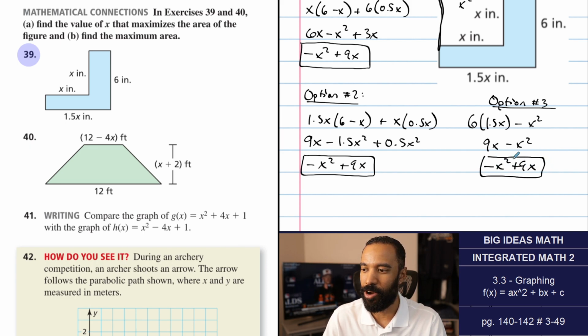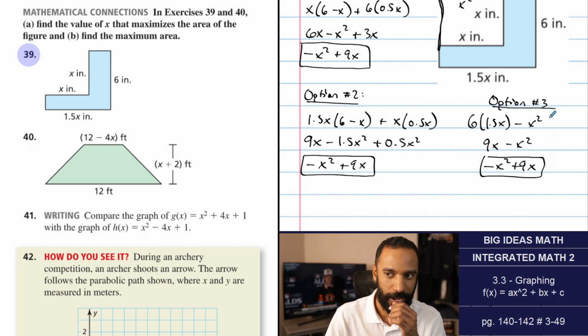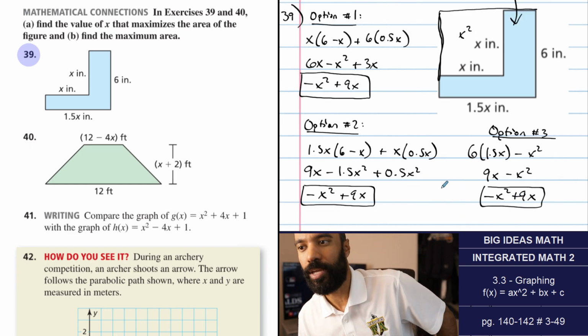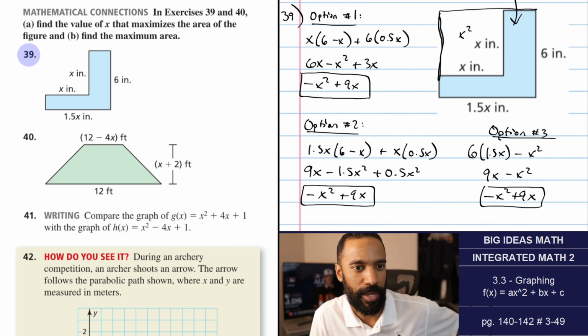That's my favorite one. Okay, a lot of work, a lot of different things to show three different options so you can understand how we're getting the area in one way or the other.